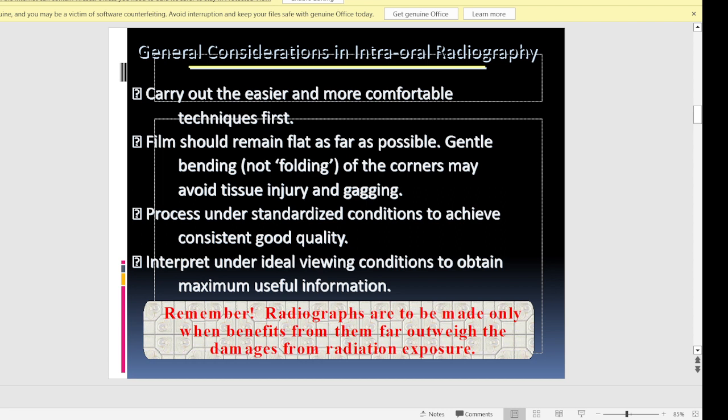Among the general considerations, we carry out the easiest and most comfortable techniques. The film should remain flat as far as possible. Gentle bending should be possible so that it can avoid tissue injury and gagging. Process under standardized conditions to achieve consistent good quality of the radiograph. We should interpret under ideal viewing conditions to obtain maximum useful information.